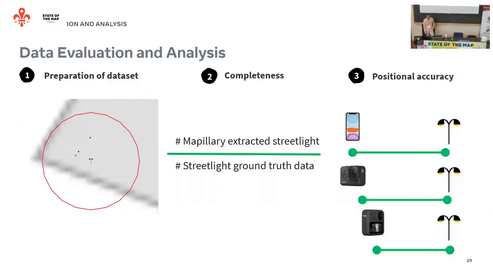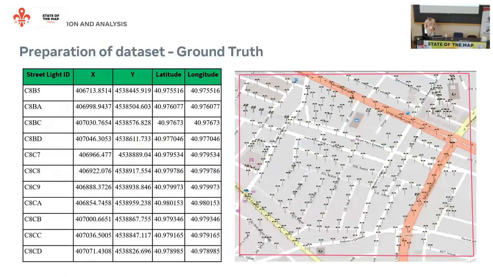And then what I did for the evaluation and analysis, so I mentioned the problem that in order to perform analysis, I need to pair ground truth data and then Mapillary generated map data, right? And then for that, I use generating buffer around 10 meter radius around the ground truth data. And then you can see three different detections from Mapillary, where the different colors represent different devices. And then completeness is calculated by the number of extracted Mapillary streetlights, as well as the total number of ground truth streetlight data. Then after I calculate positional accuracy.